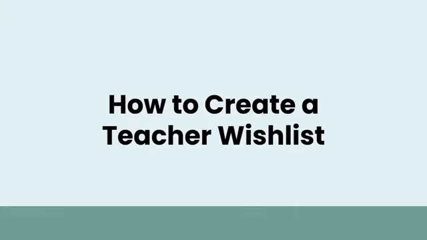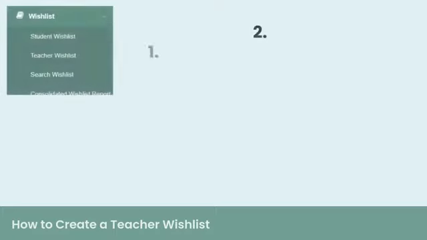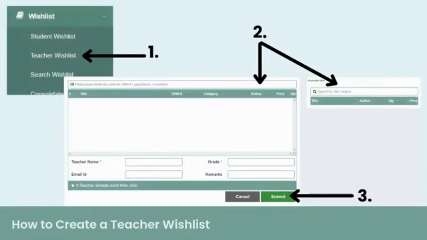How to create a teacher wish list. To create a teacher wish list, find the Wish List tab in the menu, then click Teacher Wish List. Then you can scan or enter the titles. Enter the teacher name and grade in the corresponding text boxes. When you've finished, click Submit.